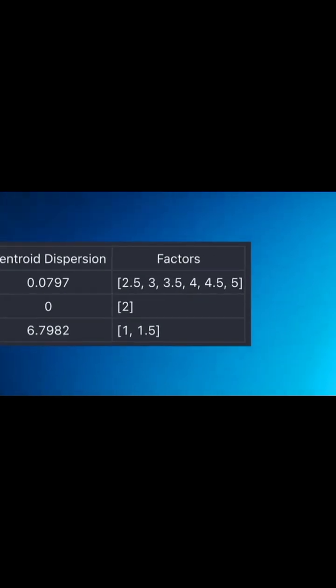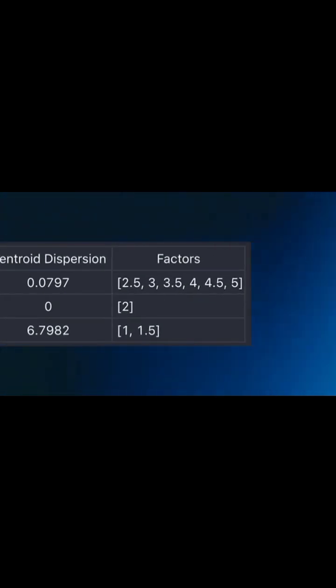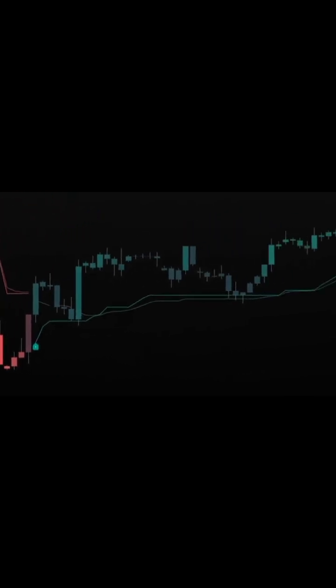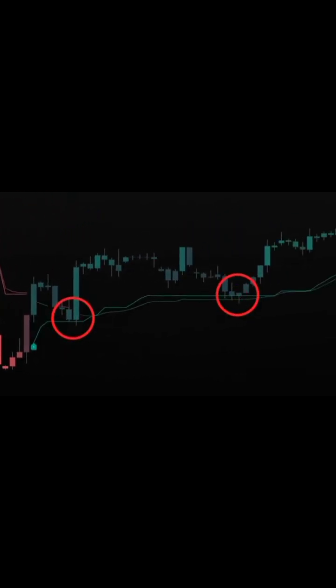The factor column shows the average super trend factors used within each cluster. Higher factors indicate wider stop levels, which are less sensitive to price fluctuations, while lower factors indicate tighter stops, which follow price more closely, but may trigger more frequently in volatile or noisy markets.